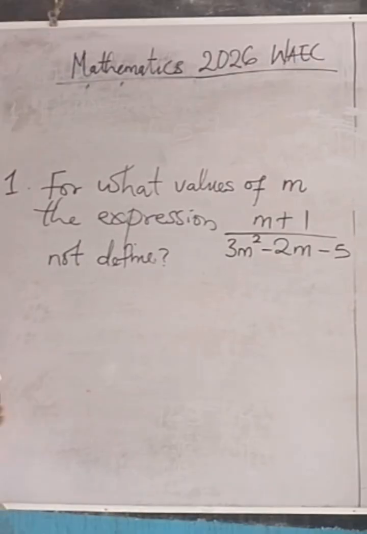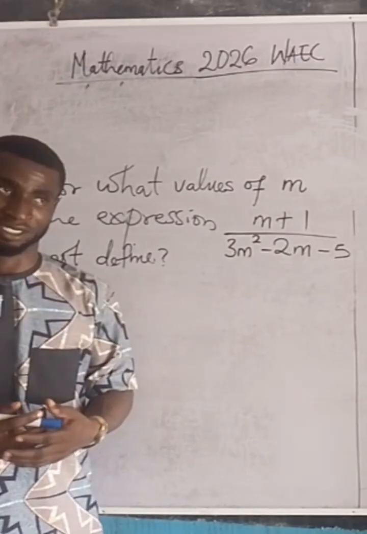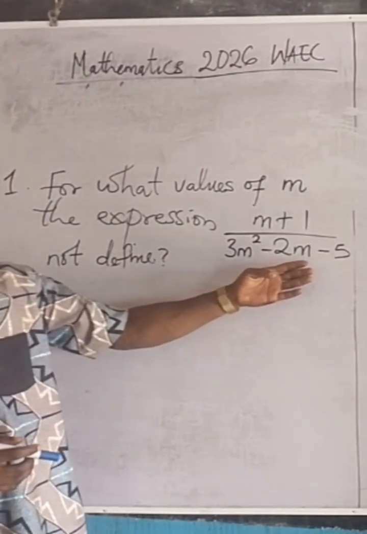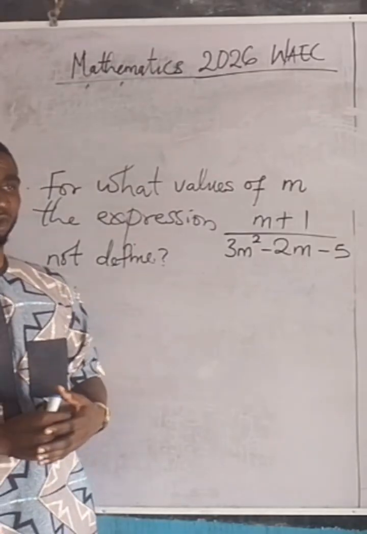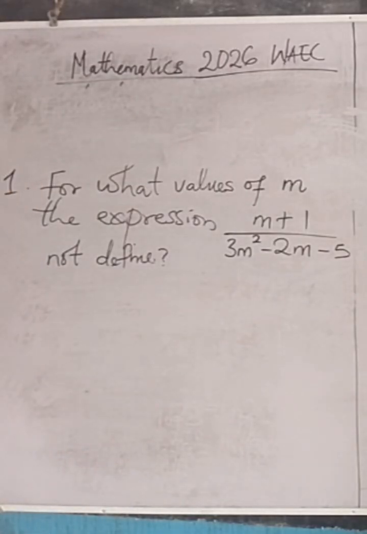Now, for a quadratic fraction to be undefined, you will have to equate the denominator to 0. Now let's do that and answer this question.